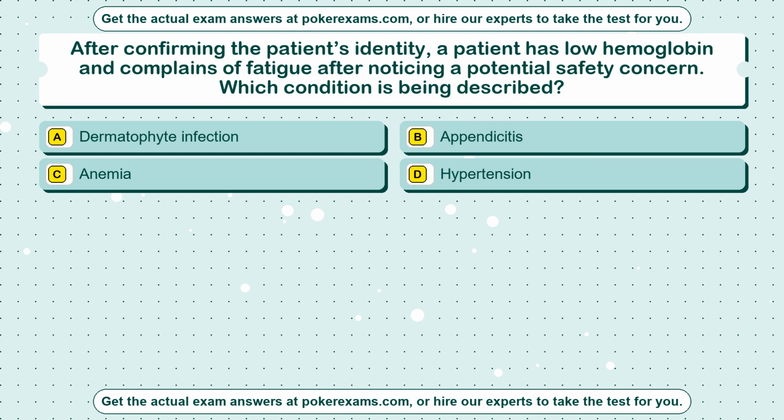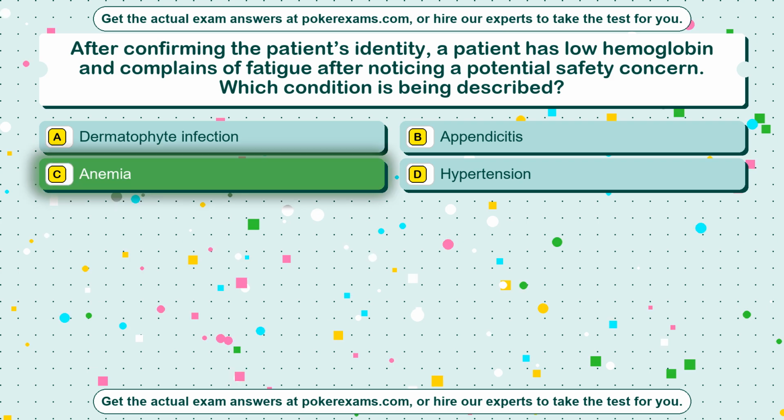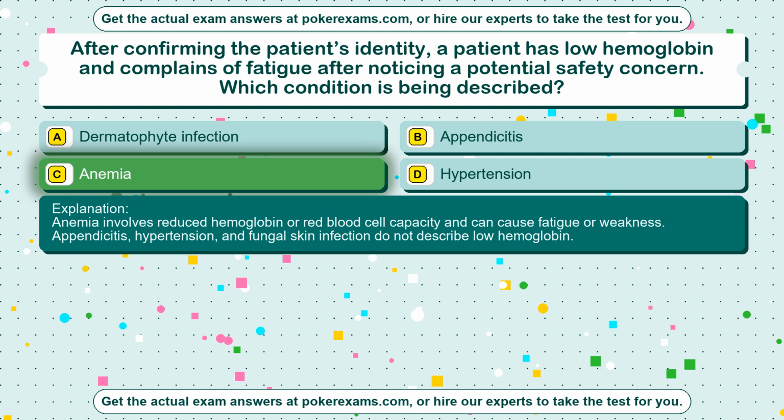Question 62. After confirming the patient's identity, a patient has low hemoglobin and complains of fatigue after noticing a potential safety concern. Which condition is being described? Option A, dermatophyte infection. Option B, appendicitis. Option C, anemia. Option D, hypertension. The correct answer is option C, anemia. Anemia involves reduced hemoglobin or red blood cell capacity and can cause fatigue or weakness. Appendicitis, hypertension, and fungal skin infection do not describe low hemoglobin.